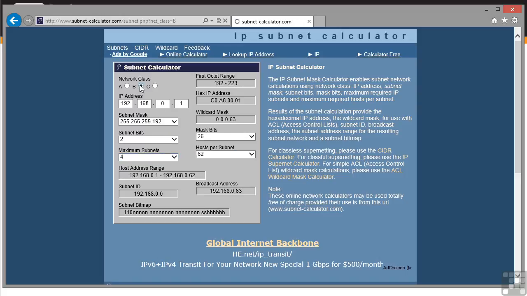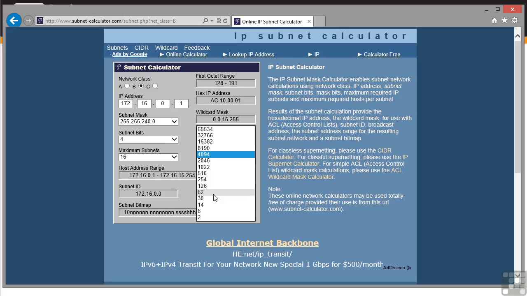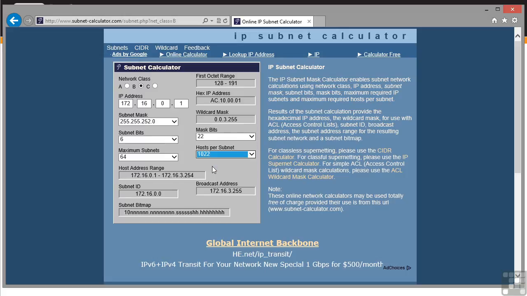I can select a different class. Let's say I need a bigger network, so a class B, for example. You'll see the address has shifted to 172, and I'm going to talk about this more in a moment. But essentially by default it's just saying 255.255.0.0, so lots of hosts per subnet. But I can dedicate more of those bits to the network address and get fewer hosts. So this really lets me work out how many I need, and it will tell me what the subnet mask should be and what the address ranges are in each of those subnets.